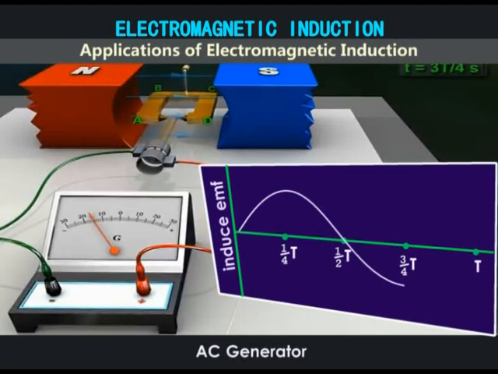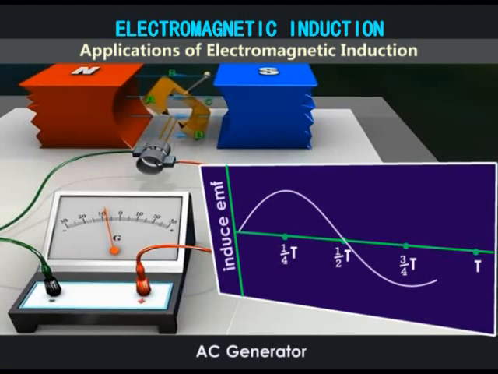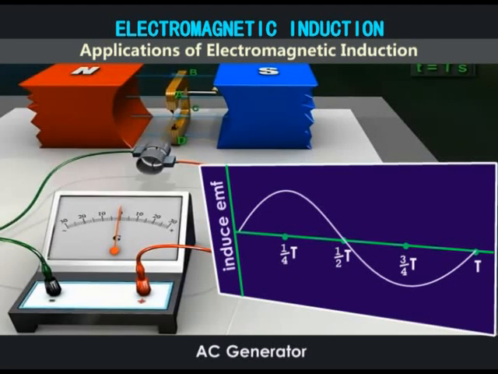At time 3t/4 seconds, the induced EMF attains its maximum negative value. During the fourth quarter rotation, the induced EMF decreases and becomes 0 momentarily at time t seconds as the armature is vertical once again. So the magnitude of the induced EMF is sinusoidal.